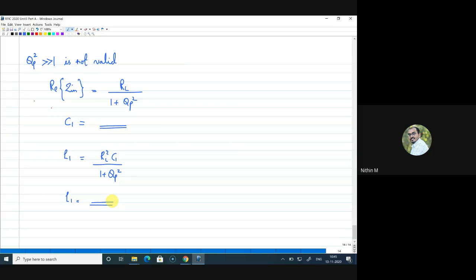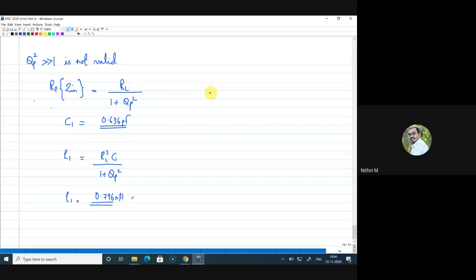Yes, so this will result in a C1 value. What is the C1 value here? 0.636 picofarad, and that will give an L1 value of 0.796 nanohenry. So, 0.63 and 0.79 nanohenry.